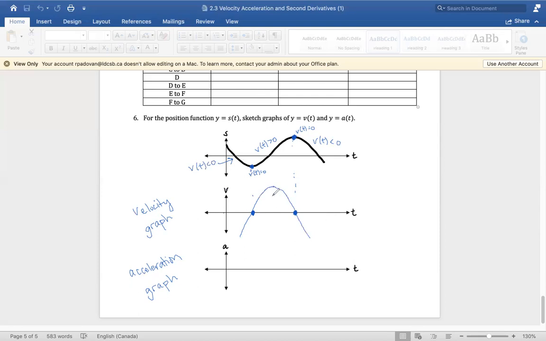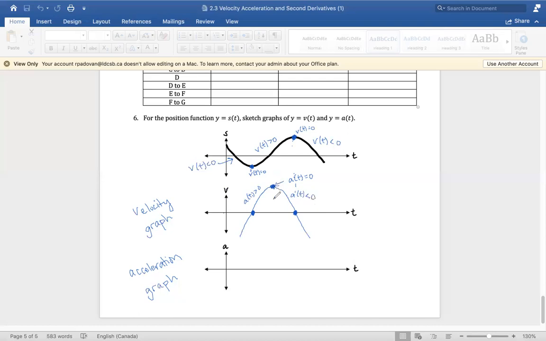So now comparing my velocity graph to my acceleration graph, again, what happens at the very peak here of my velocity function? My acceleration would be 0 right here. And between this point and this point, my acceleration would be greater than 0. And then between this point and this point, my acceleration is less than 0, right? So my acceleration is less than 0.